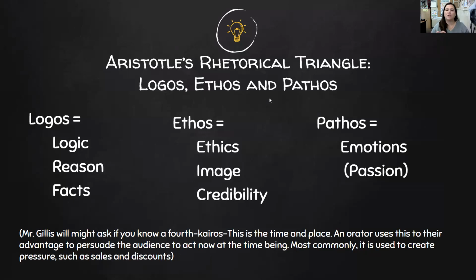So Aristotle's rhetorical triangle, we have logos, ethos, and pathos. And logos, as you can see, is logic, reason, and facts, and ethos is ethics, image, and credibility, and pathos is emotions and passion. Now, one of the things that you need to be careful of is something that Mr. Gillis might tell you.